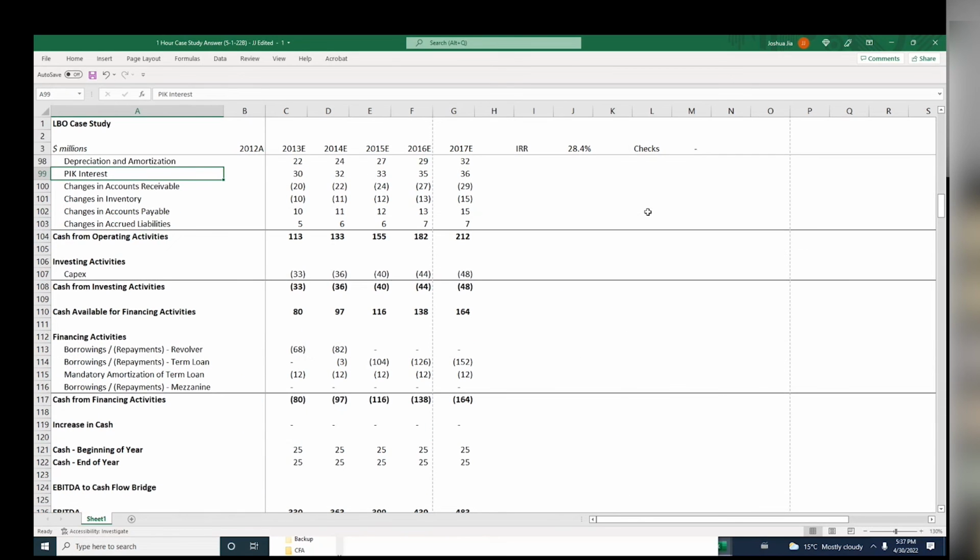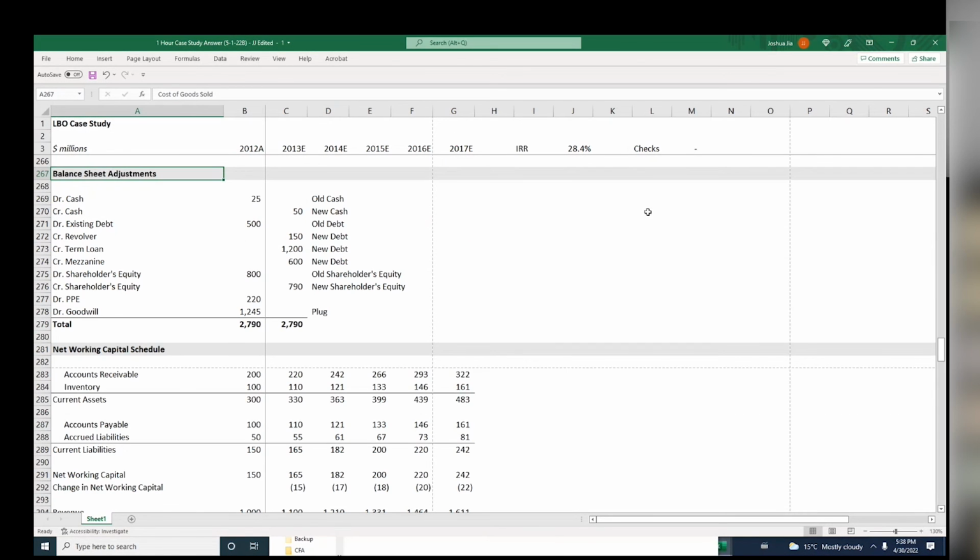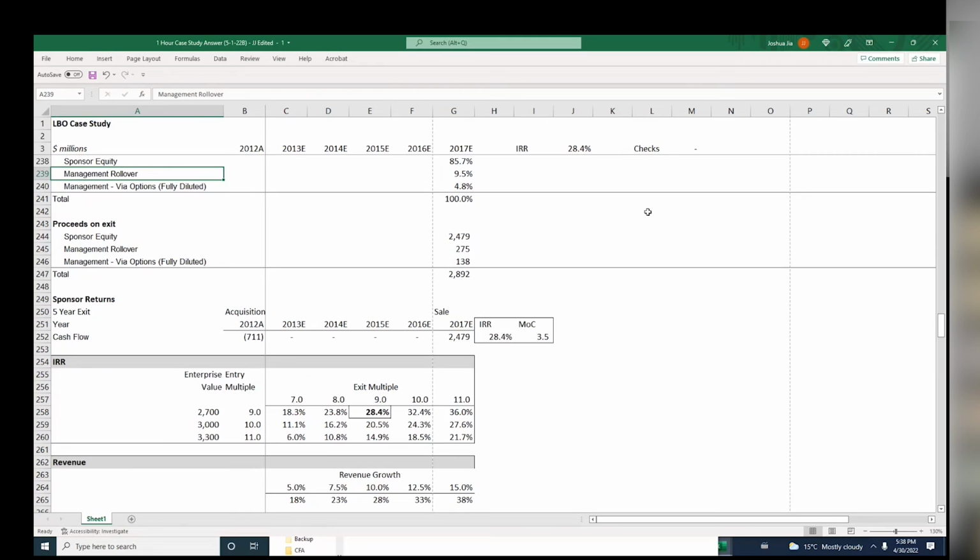Okay, so I feel like this is a pretty good walkthrough. What was I going to show you but didn't? I forget now. Oh, dividend recap.